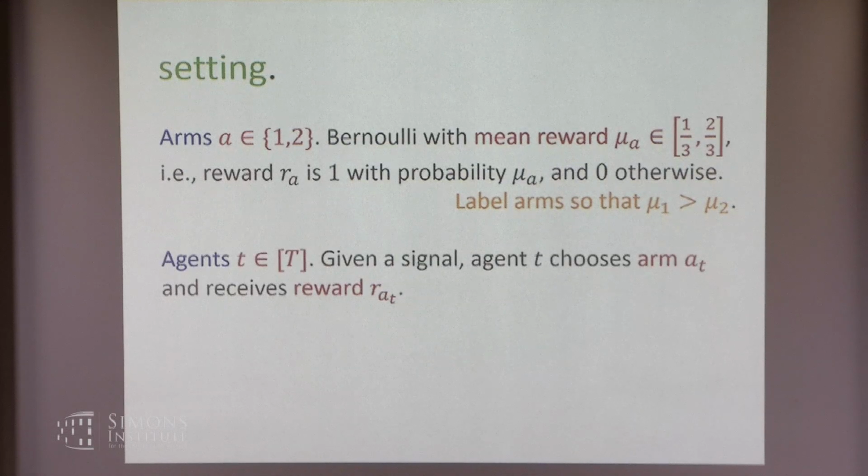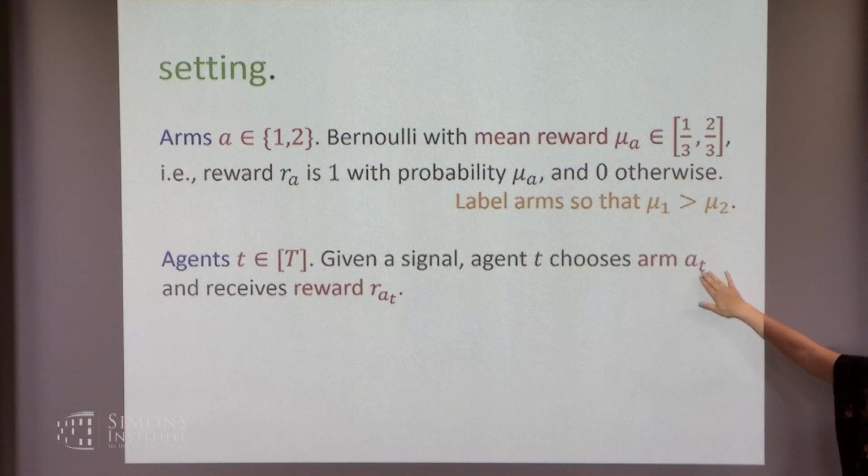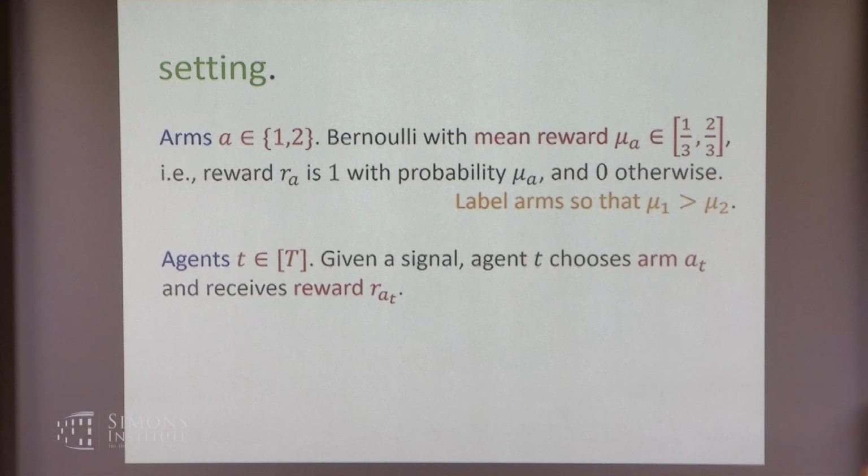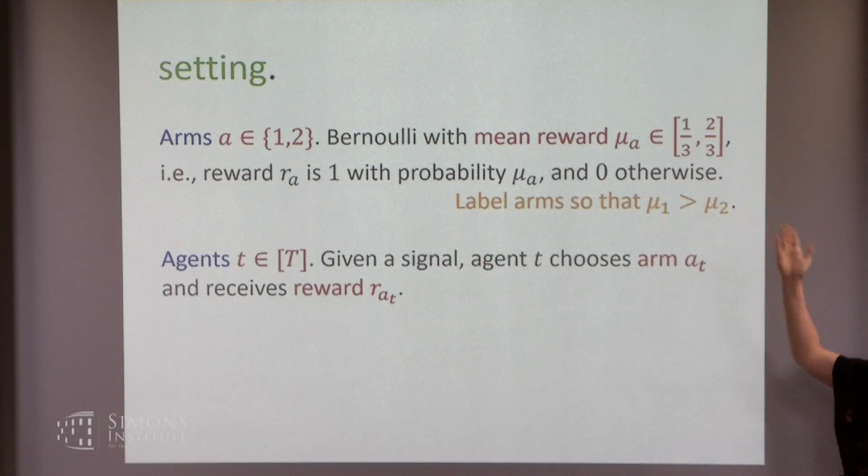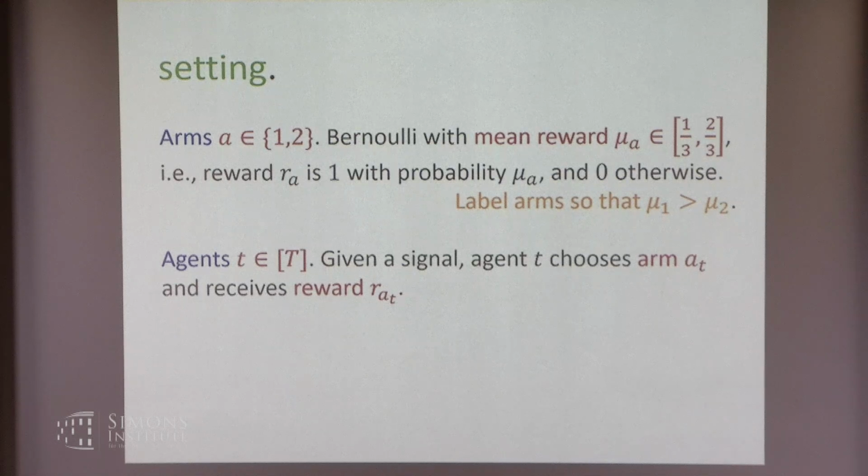There's going to be some time horizon capital T, and agents are going to be labeled by the time at which they arrive to the system. So we have a sequence of agents, A1, A2, up to A capital T. When the agent arrives, they're given a signal, which is going to be one of these histories of what's happened in the past. You might get different histories if you arrive at different time steps, but you know that up front. And when you get your signal, you're going to choose some arm, and then you're going to receive a reward based on the mean reward of that arm.